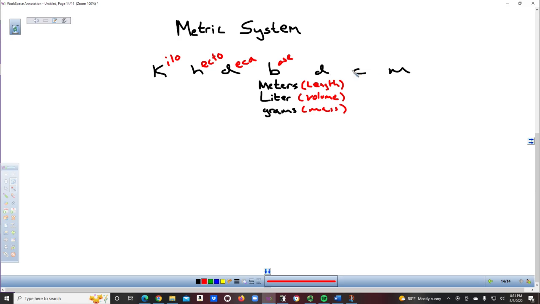Okay, so to the right, our first D is deci. And so 1 decimeter would be 1/10 of a meter. The C is centi, and 1 centimeter is 1/100th of a meter, and the M is milli. So 1 millimeter is 1/1000th of a meter.